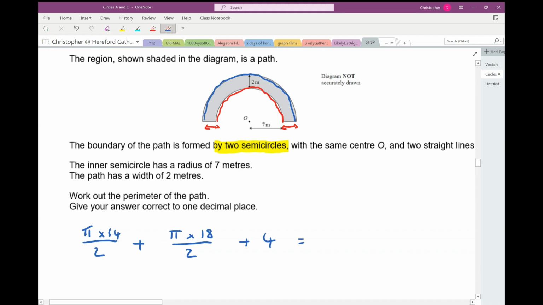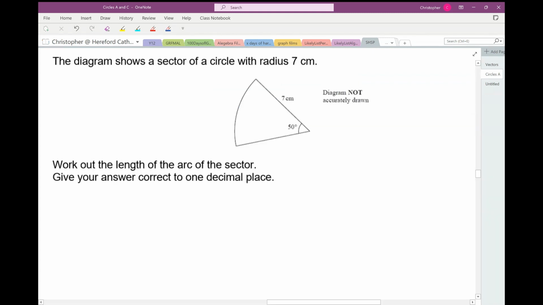So put that into your calculator carefully, and you'll get the answer 54.26 with many more digits. And I'm asked to give the answer correct to 1 decimal place, so that's 54.3.